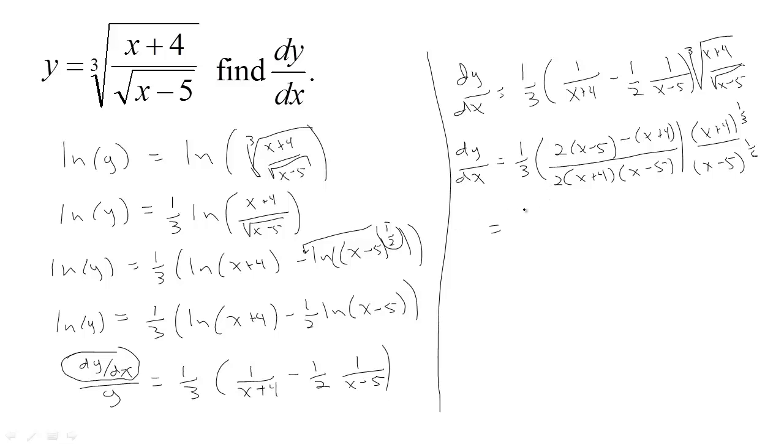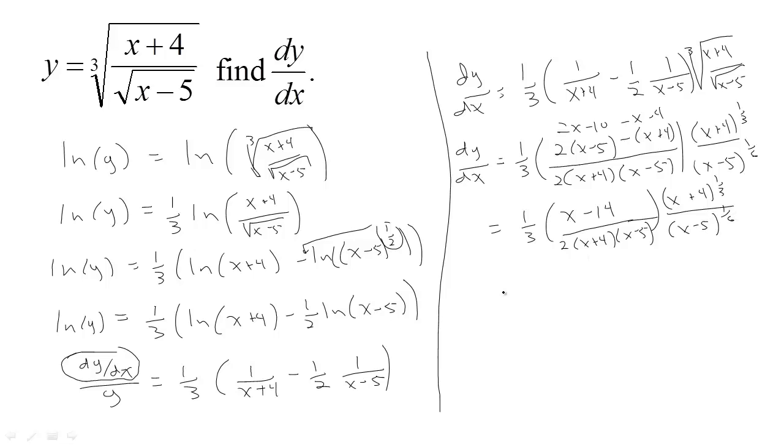Keep going here. We have 1/3. This fraction simplifies a little bit because it's 2x minus 10 minus x minus 4. So 2x minus x would be x, minus 10 minus 4 would be minus 14, all over 2 times x plus 4 times x minus 5, all times x plus 4 to the 1/3, and x minus 5 to the 1/6.